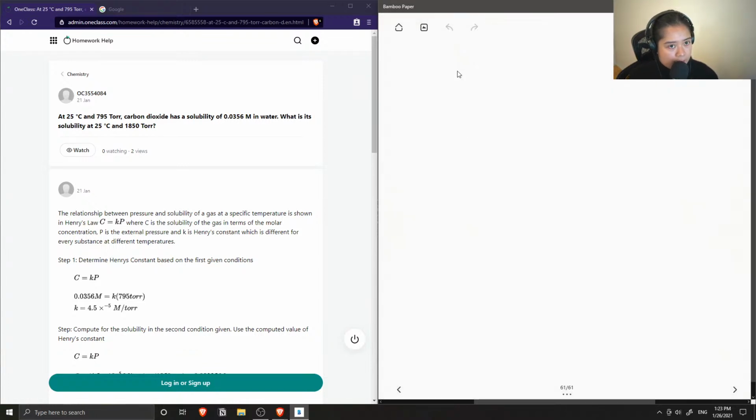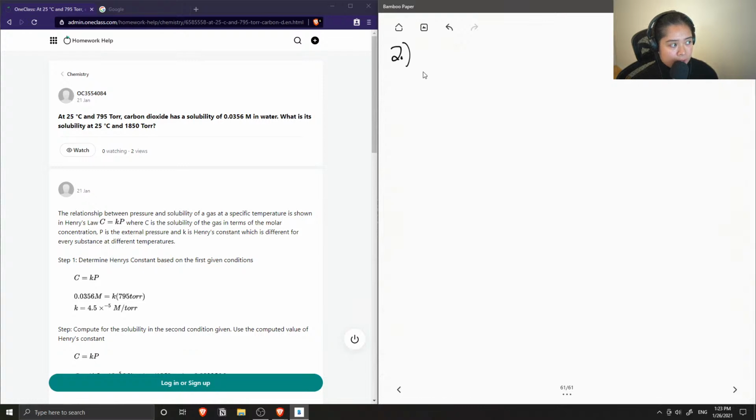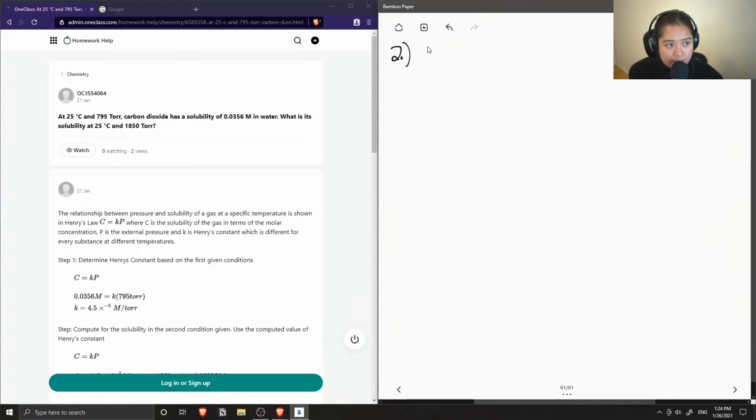Okay, so question number 2. At 25 degrees Celsius and 795 torr, carbon dioxide has a solubility of 0.0356 moles per liter in water. What is its solubility at 25 degrees Celsius and 1850 torr? So to answer this question, we are going to use Henry's law.